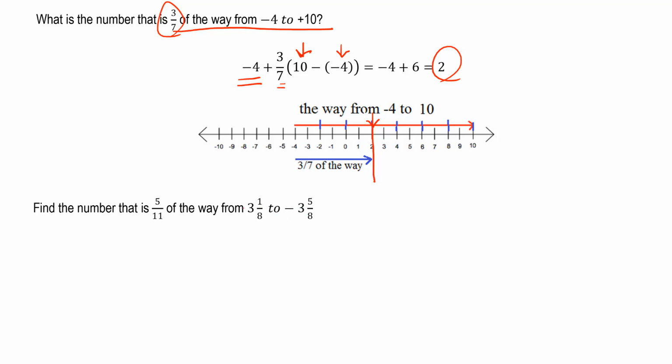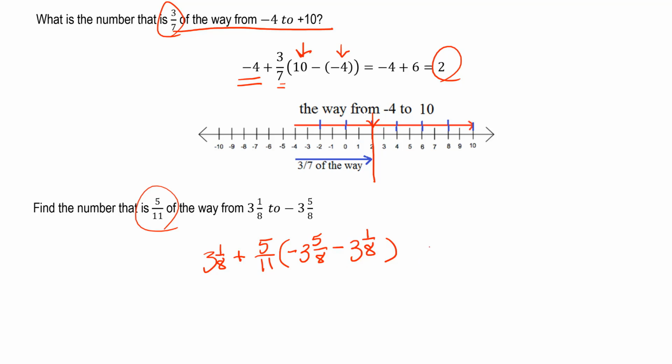All right, so again, if we're going to talk about the way from 3 1/8 to -3 5/8, then we are talking about subtracting the second number minus the first number. And then we want 5/11 of the way, so we're going to multiply that by 5/11. And then we are going to start at 3 1/8, because that's where we're going from. We're going to add 5/11 of the way, and we'll see where we end up.